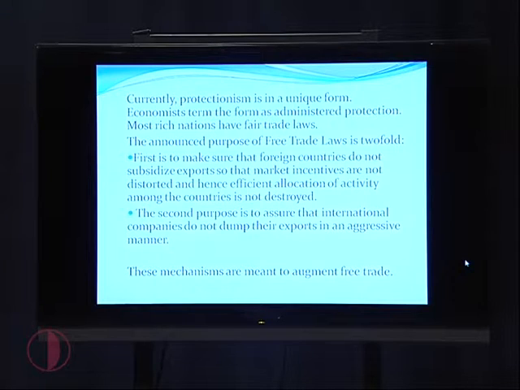Most rich nations have fair trade laws. The announced purpose of fair trade laws is twofold. First is to make sure that foreign countries do not subsidize exports so that market incentives are not distorted and hence efficient allocation of activity among the countries is not destroyed. The second purpose is to assure that international companies do not dump their exports in an aggressive manner. These mechanisms are meant to augment free trade.